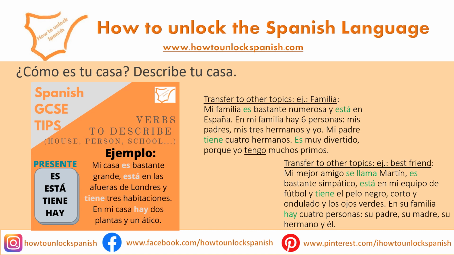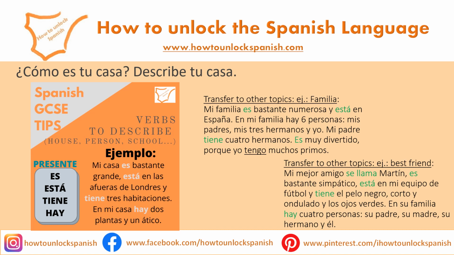Another example in another topic would be, ¿Cómo es tu mejor amigo? Mi mejor amigo se llama Martín. Es bastante simpático. Está en mi equipo de fútbol y tiene el pelo negro, corto y ondulado, y los ojos verdes. En su familia hay 4 personas, su padre, su madre, su hermano y él.